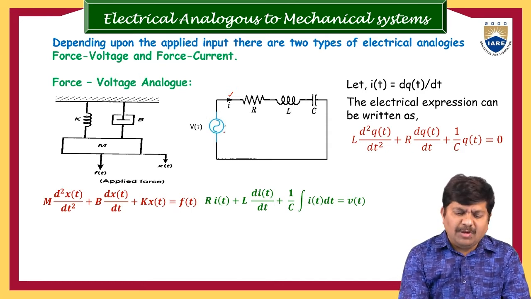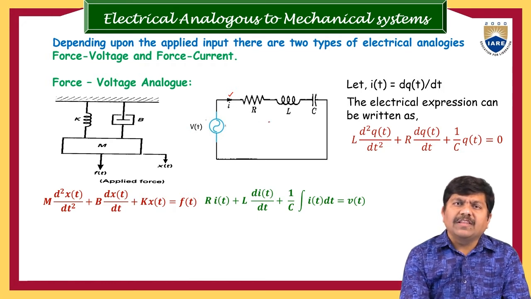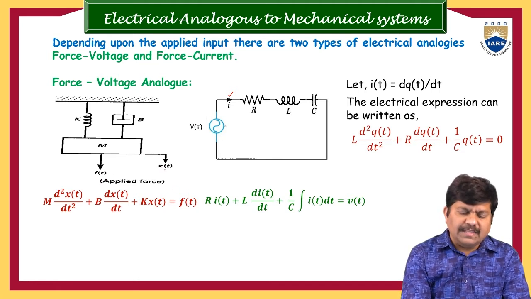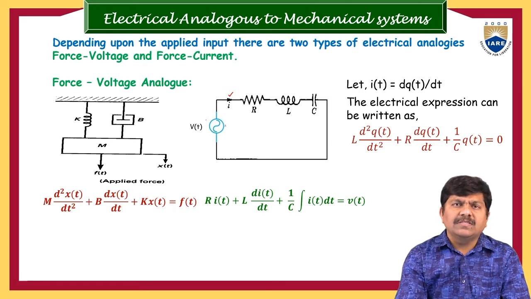So voltage, I am assuming as the input source or input energy for the electrical system, just as f of t, which is force in the mechanical system. And here the displacement x of t is the output in the mechanical system. In the electrical system, I am assuming the current as the output. So output is the response because of the voltage source. That is the intention.